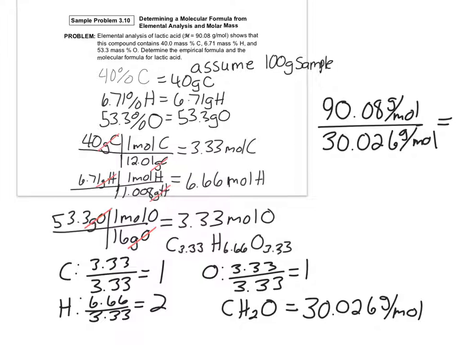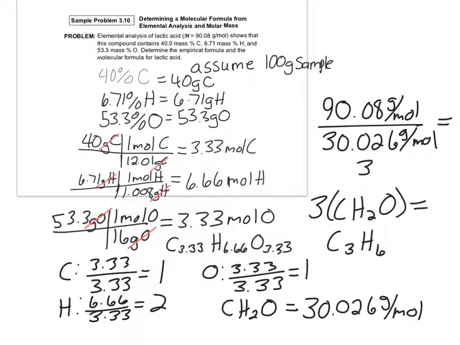And what is that equal to? I've got 90.08 divided by 30.026. That's equal to 3. So that means I'm going to say 3 times CH2O. And that's going to give me C3H6O3. And that's going to be the molecular formula for lactic acid.